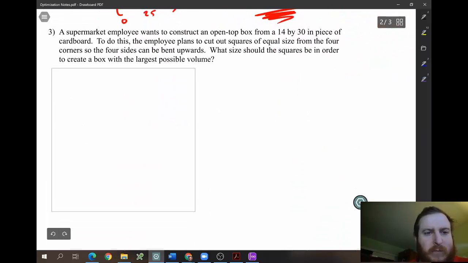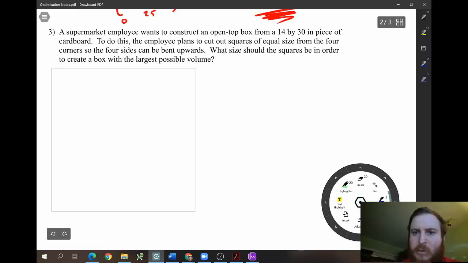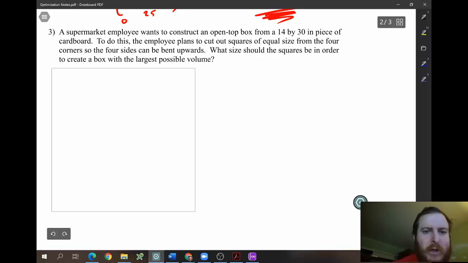Okay, number 3, a supermarket employee wants to construct an open top box from a 14 by 30 piece of cardboard. To do this, the employee plans to cut out squares of equal size from the 4 corners so that the 4 sides can be bent upwards.